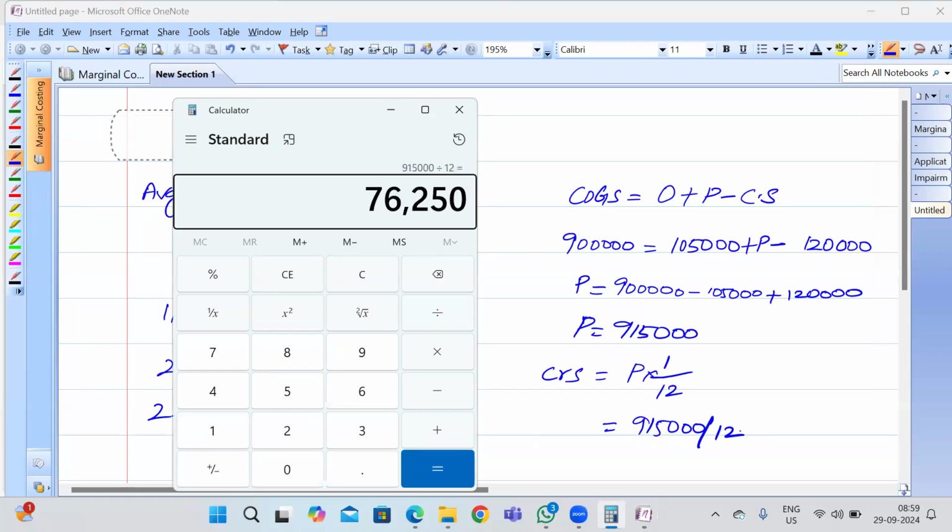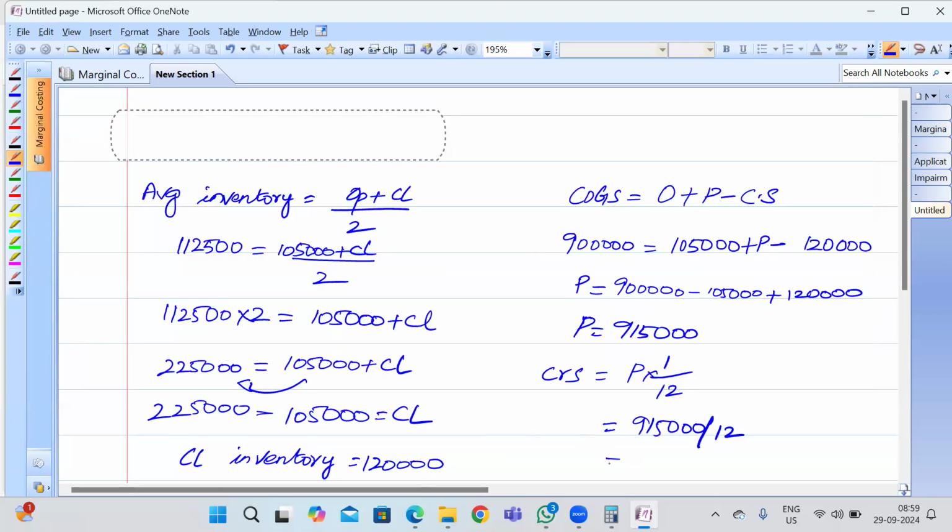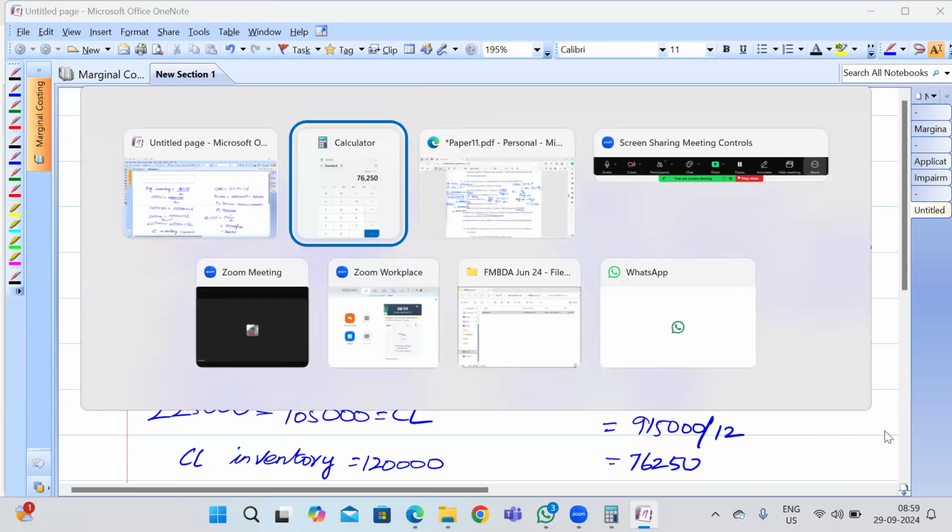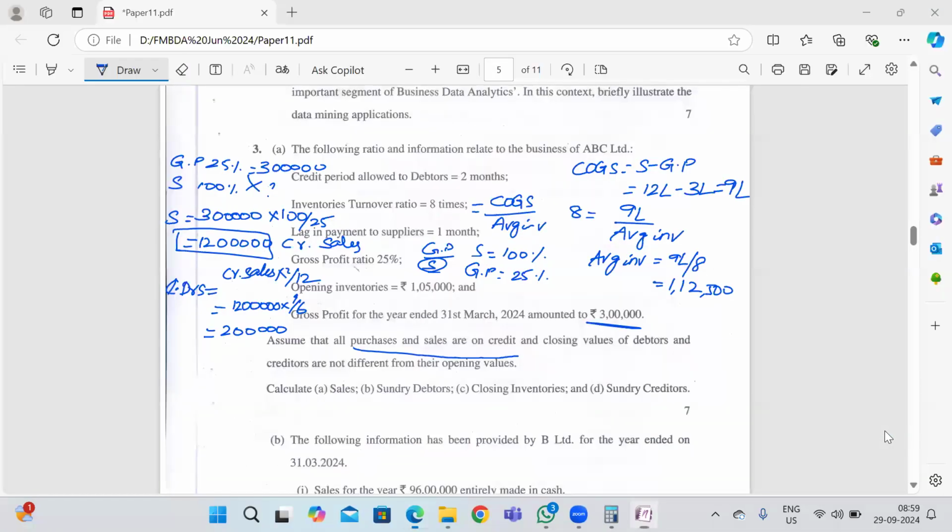So we will get 76,250 as creditors. That is closing creditors. Here closing and opening are the same, so we can simply do it this way. Instead of substituting all the formulas, we can use this simple calculation. If we want to use the entire formula, the creditors turnover ratio uses the average, and the average will be the same because our opening and closing are the same. So that's why I can use this simple formula.